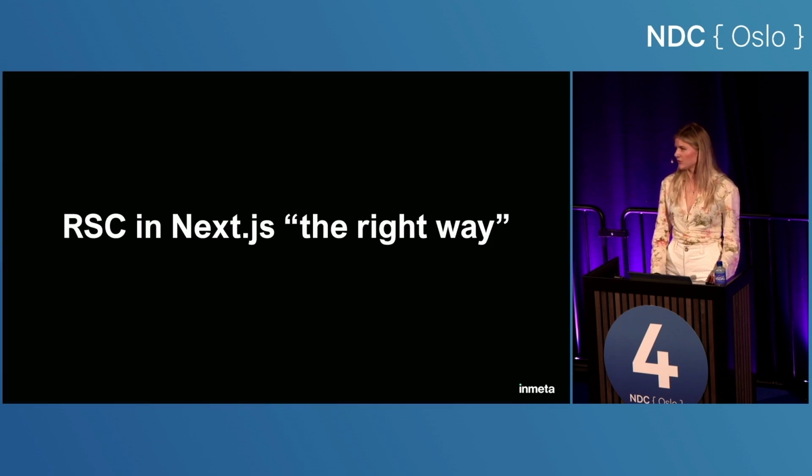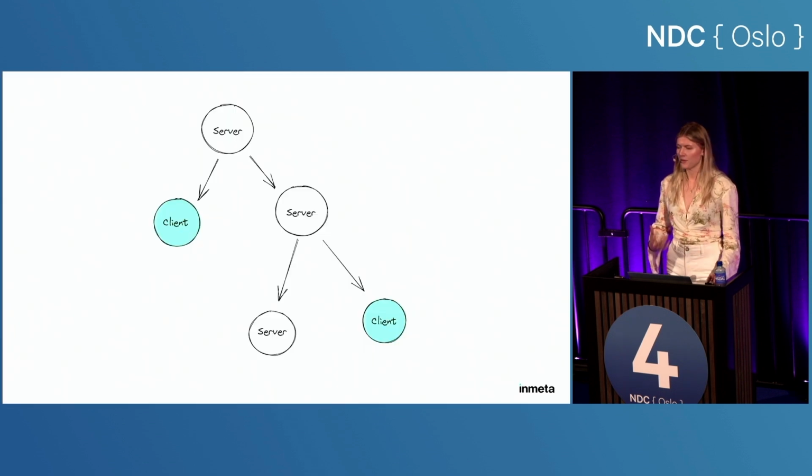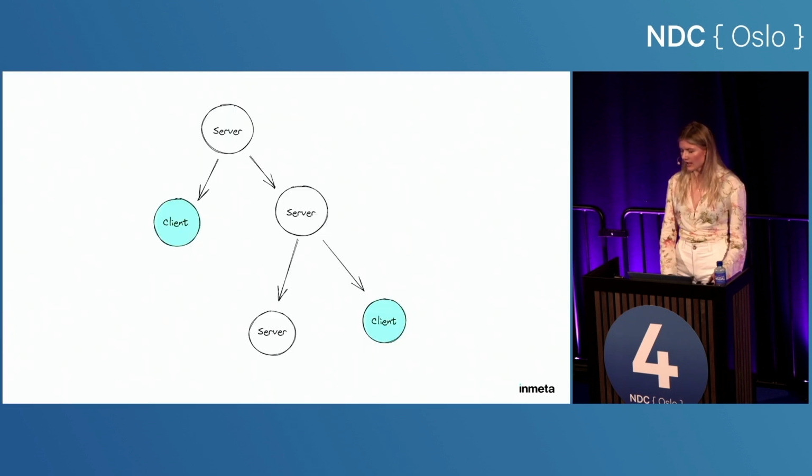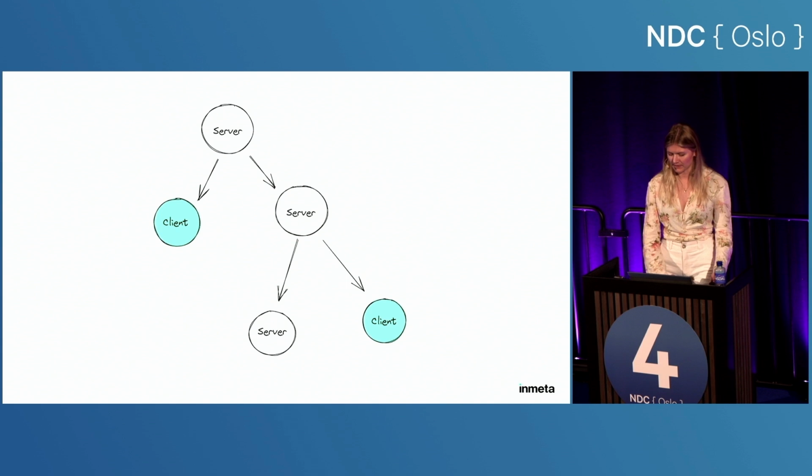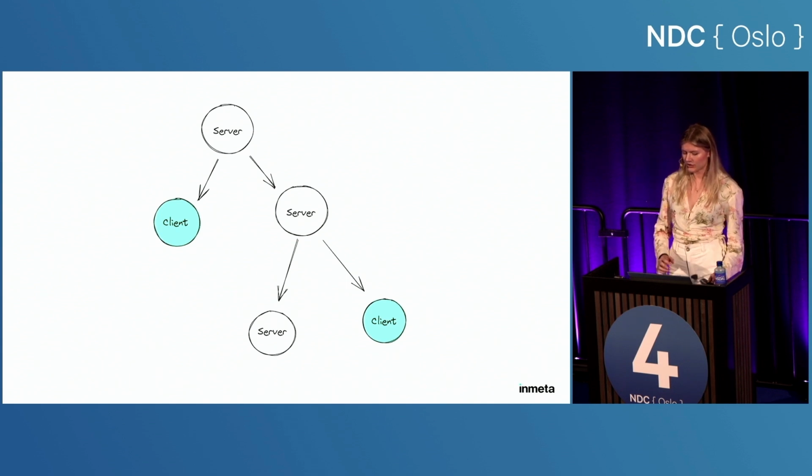So how do you use React Server Components in Next.js the right way? What are the best practices and development patterns to get the most out of them? The best practice is going to be to move your client code to the leaves of the component tree. In this way, you ensure you do not ship any unnecessary JavaScript to the client. And then React will hydrate only these client leaves, as we know as partial hydration.